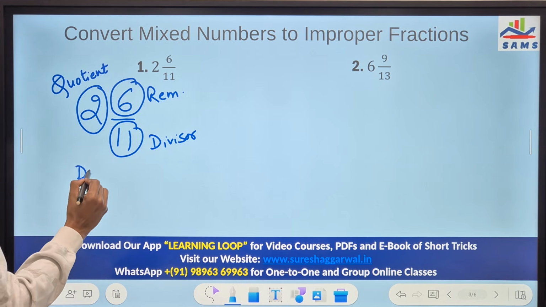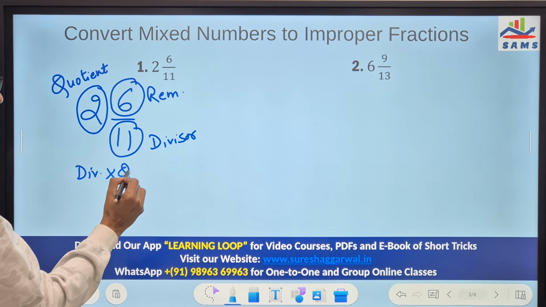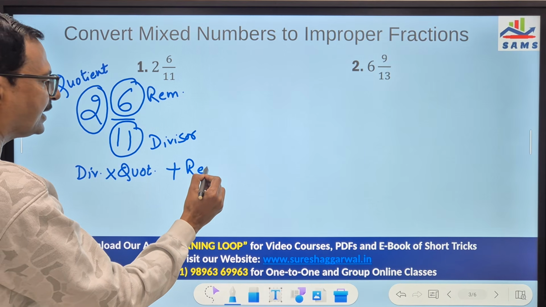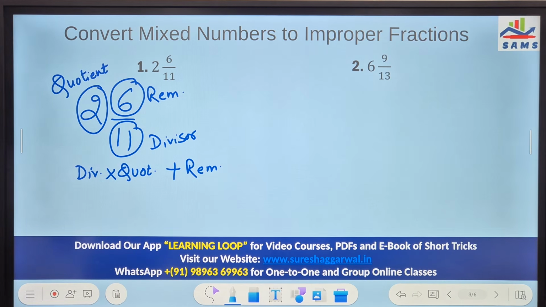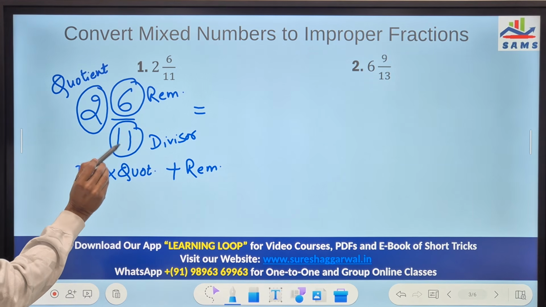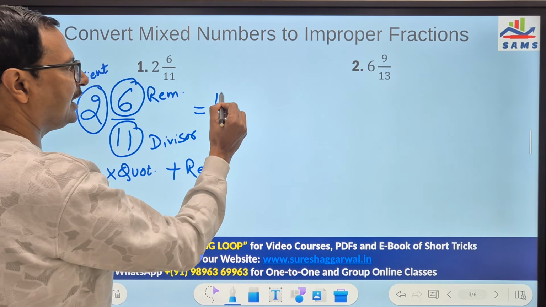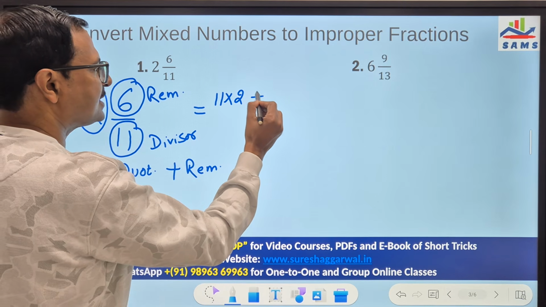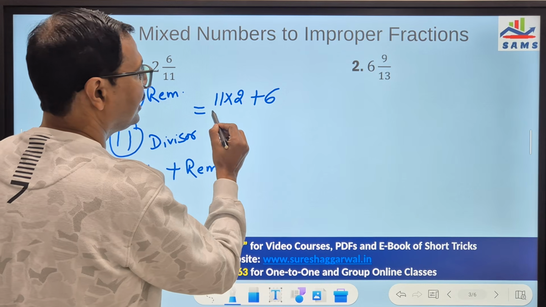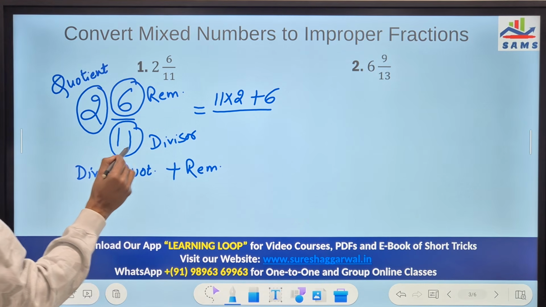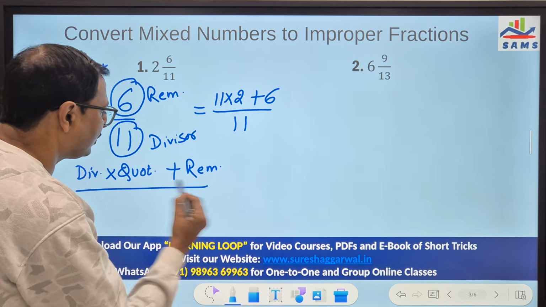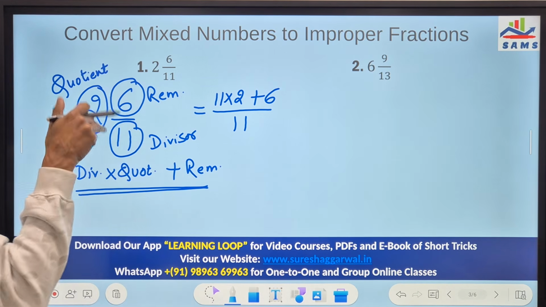So divisor times quotient and add the remainder to that. This is what you do, right? So this is what I am going to do now. We have divisor 11, quotient 2, 11 into 2, and then plus the remainder is 6, right? And you have the divisor as 11, so 11 will retain its place. So this is what I am doing actually to find the dividend.